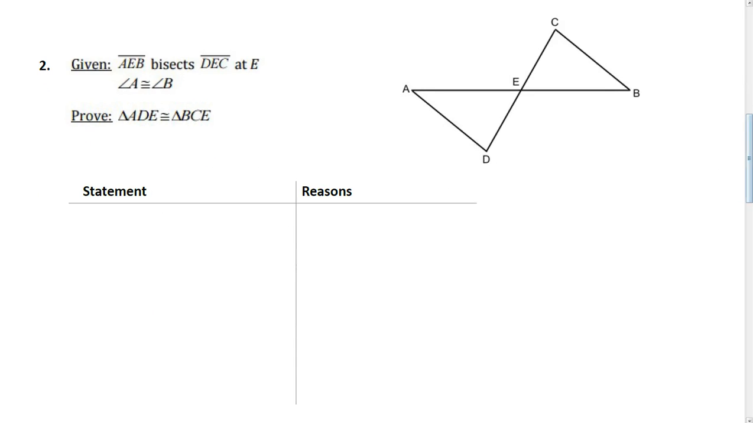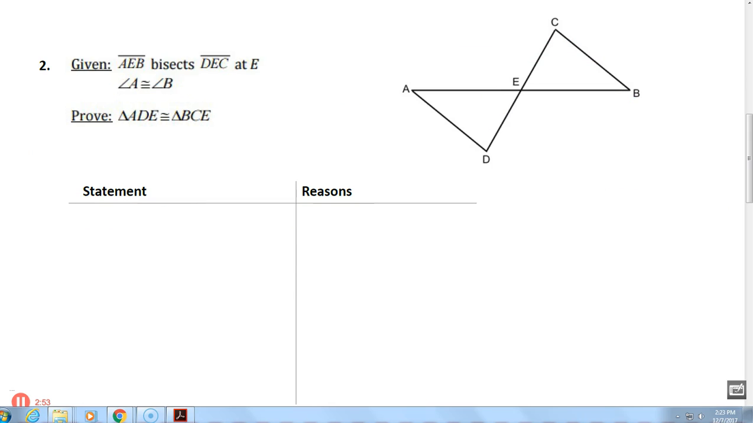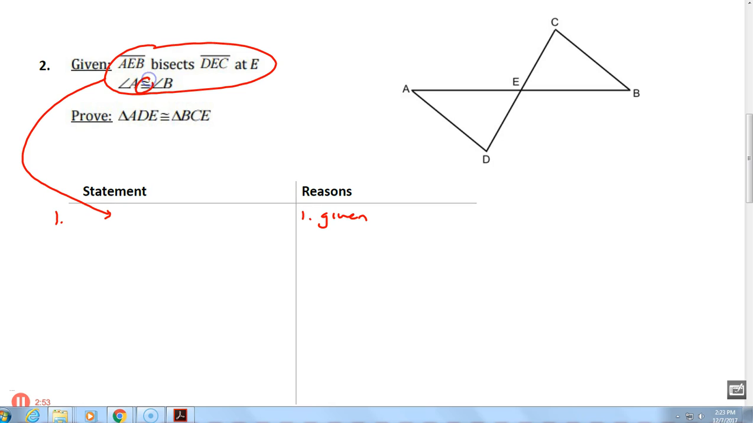I'll move a little bit quicker maybe through this one here. So number 2, basically you regurgitate the given, you grab all this stuff, you come down here, you say given. I notice the picture is not marked, so I do see a congruency statement. Angle A and angle B are congruent to each other, so let's mark that. So I have an A.